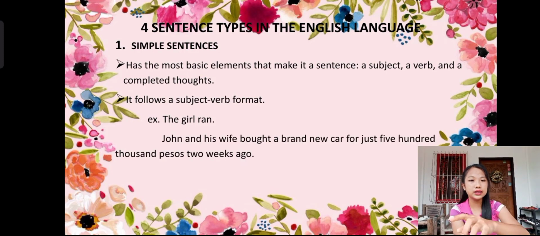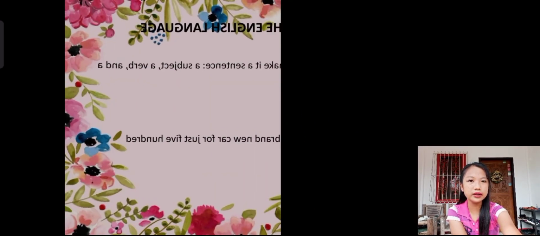Take note that these sentences are not simple just because they are short. In fact, we can include more information and still be simple. Like this second example: John and his wife bought a brand new car for just 500,000 pesos two weeks ago. We have a subject, John and his wife, and a verb, bought.